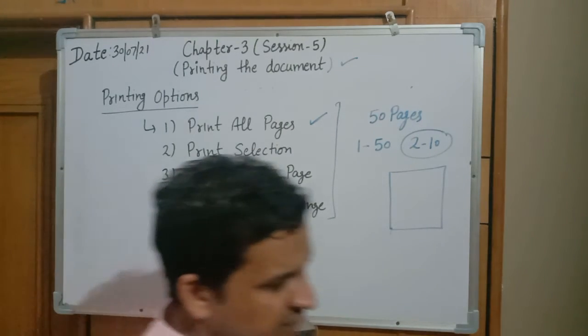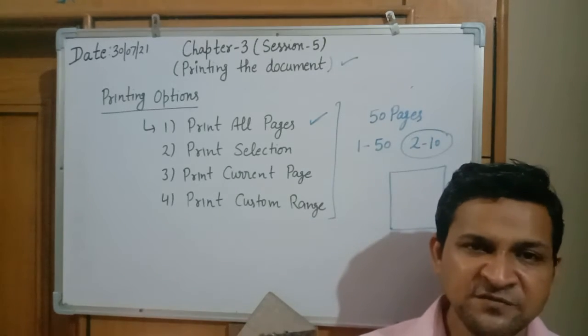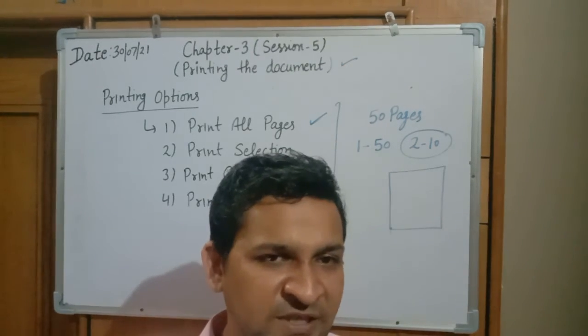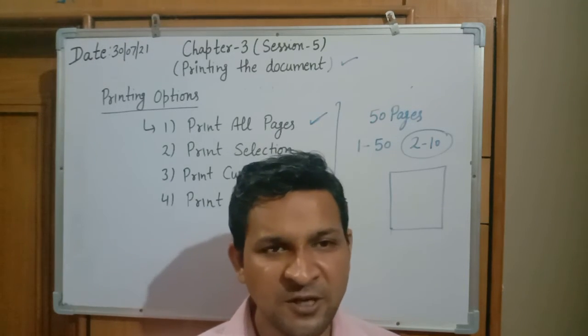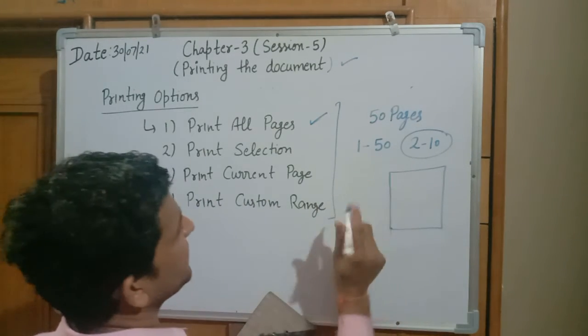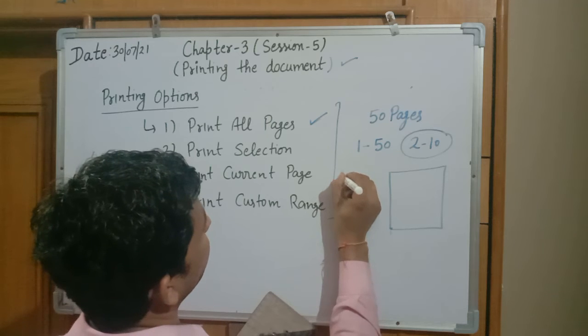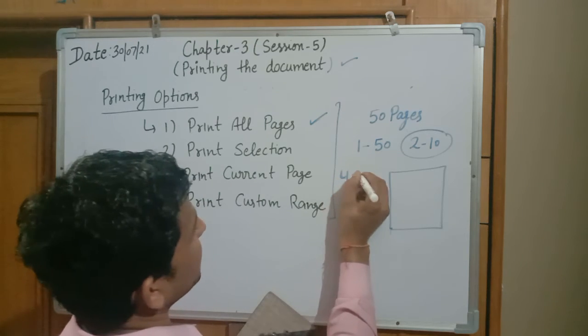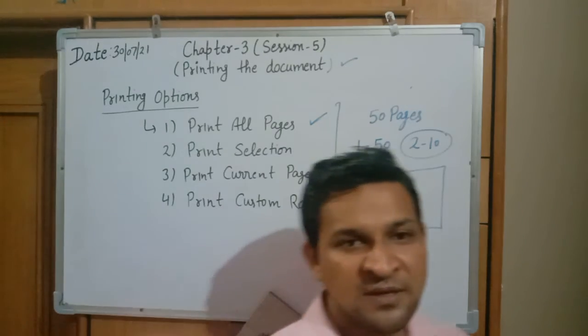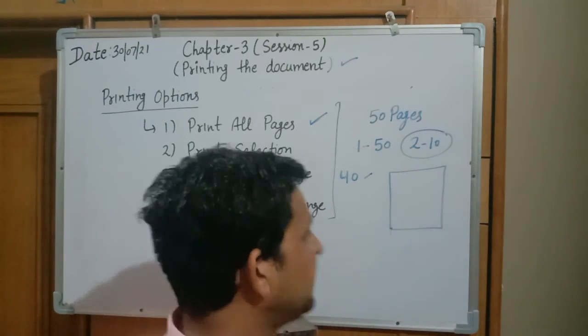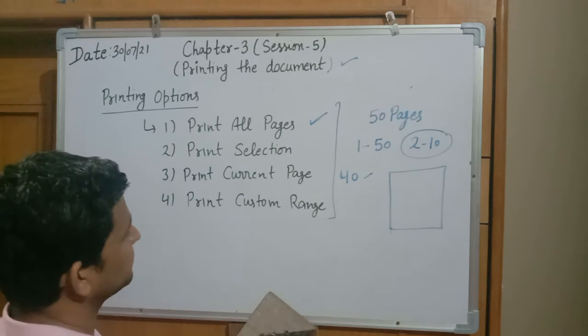Third is print current page. That is the page we are currently viewing, the page displayed on screen. If you want to take the printout of this page, like 50 pages are there and you are right now on page number 40 and you want to print page number 40, then you can opt for print current page. It will select page number 40 and print that single page.